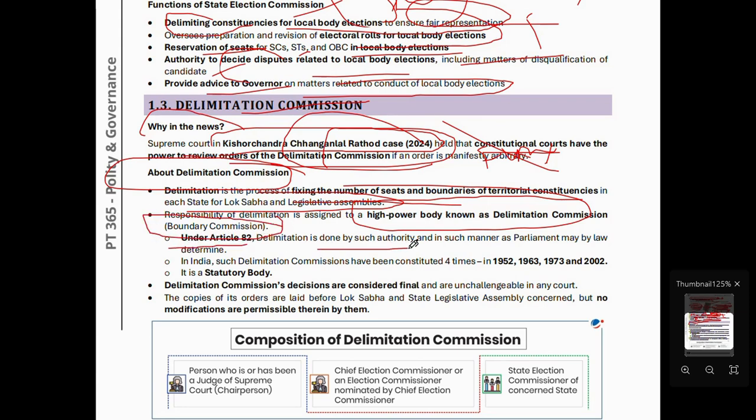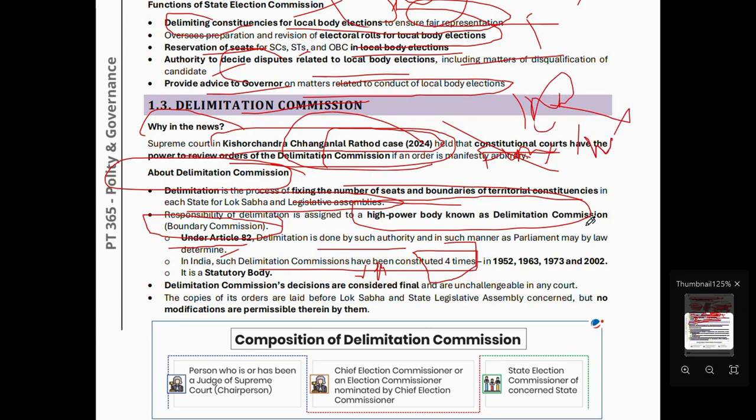In India, a Delimitation Commission has been constituted four times. This is a very important point. UPSC may trap you; UPSC may say the Delimitation Commission has been constituted only one time. You need to be careful about that. It is not one time, it is four times: 1952, 1963, 1973, and 2002.